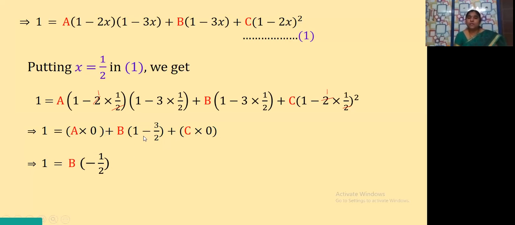What is 1 minus 3 by 2, children? By taking LCM, we get 2 ones are 2, 2 minus 3 is minus 1, that is minus 1 by 2. Okay. Now sending this minus 2 term to the other side, what do we get? b is equal to how much? Minus 2. Clear? So now by putting x equals 1 by 2, we got the value for b. Now how many variables are still left here? That is a and c.